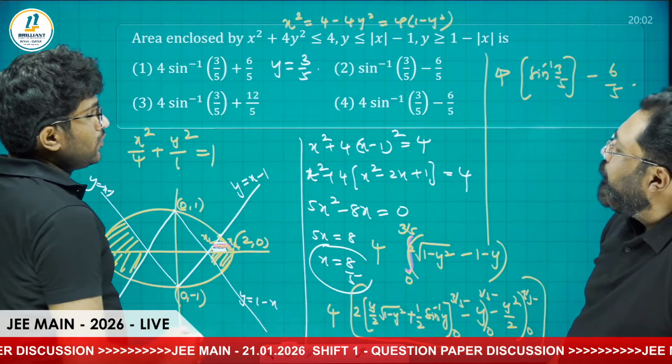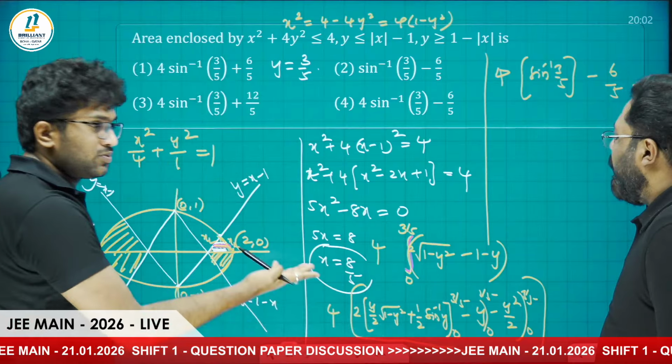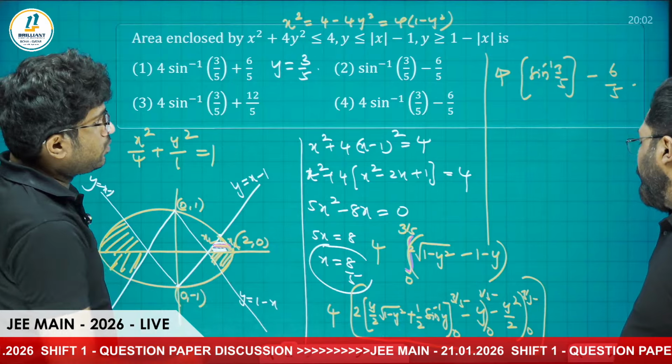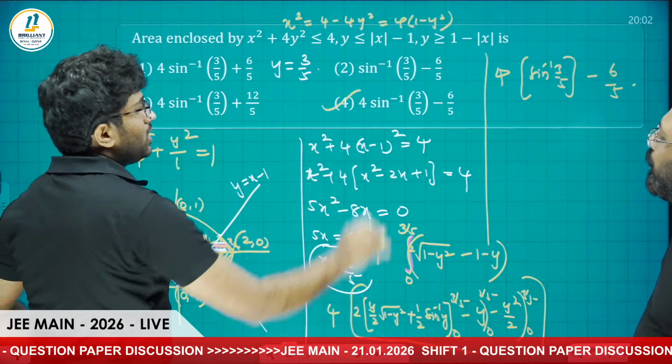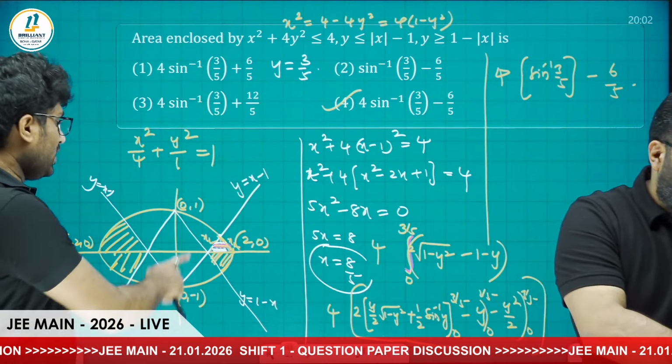This is the answer. So 4 sine inverse, if we just substitute, no need to substitute the lower limit, because when you substitute the lower limit it will be 0. If you put y is equal to 3 by 5, we will be getting 4 times sine inverse of 3 by 5 minus 6 by 5.